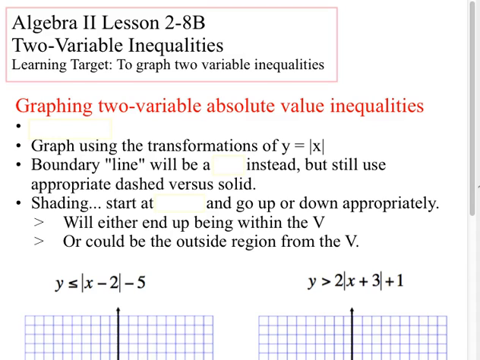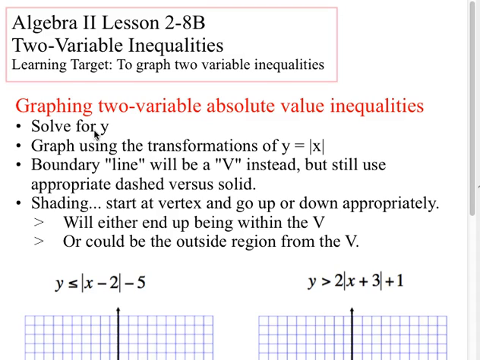So in this one, we're going to continue graphing inequalities, but this time we're going to be graphing absolute value inequalities. The first step you always have to make sure you do is make sure the y is by itself. That's the only way this is going to work. The boundary line will be a V instead, but use appropriate dashed lines versus solid lines. For the shading, I want you to start at the vertex and then shade up or down as necessary. Again, I'll get into what all that means in just a moment when we dive into our actual examples.